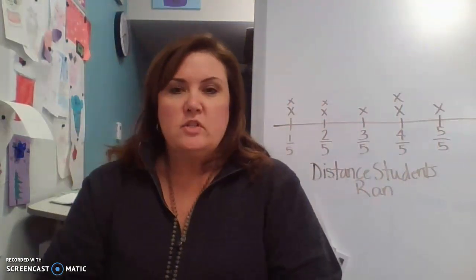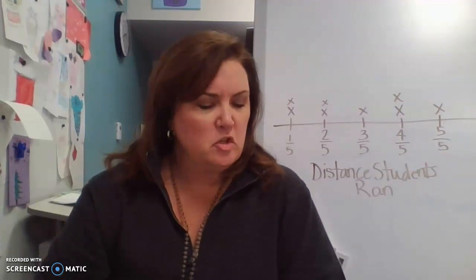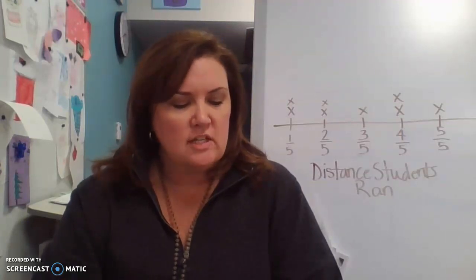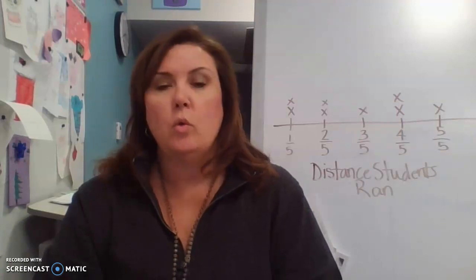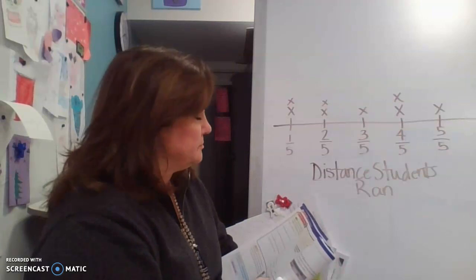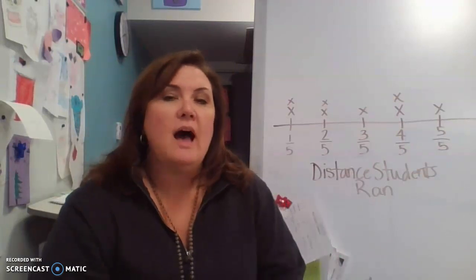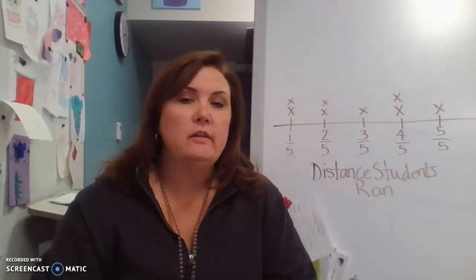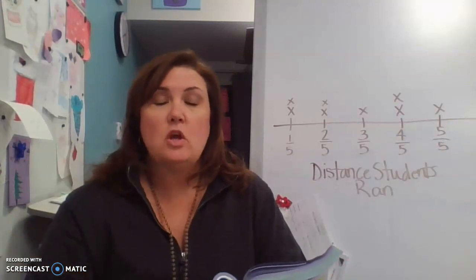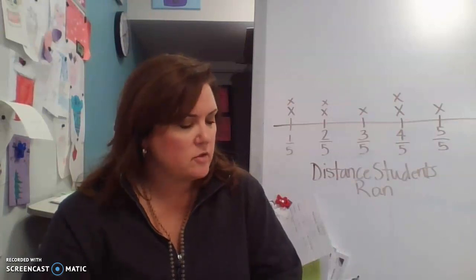Question number 6 says this: the line plot shows the distances the students in Mr. Boren's class ran at the track in miles. Altogether, did the students run more or less than 5 miles? Part A says, what are you being asked to find? Well, I'm being asked to find if all of the students together had all of their distances totaled up, would that amount be more or less than 5 miles?